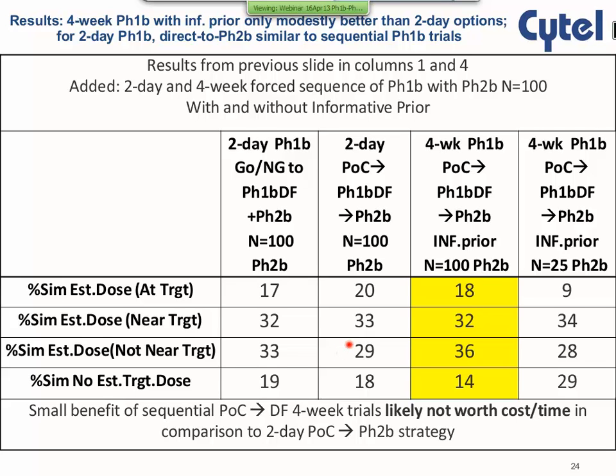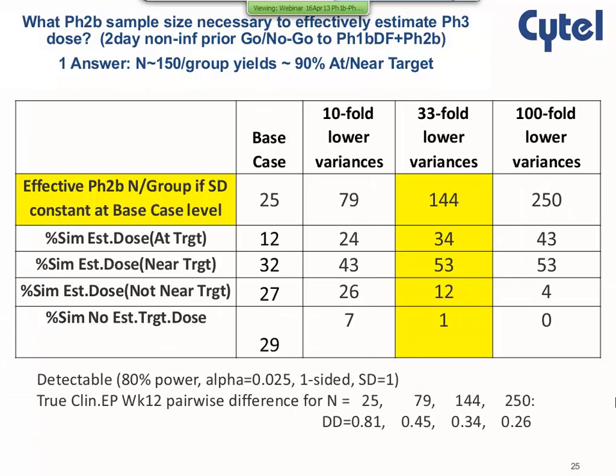But you also notice that the total number of simulations that yield a predicted phase 3 dose at or near the target is only around 50% or more. And so that leaves a question of how big does phase 2B need to be to increase that probability of getting the phase 3 dose right. And that's what's shown on the following slide.